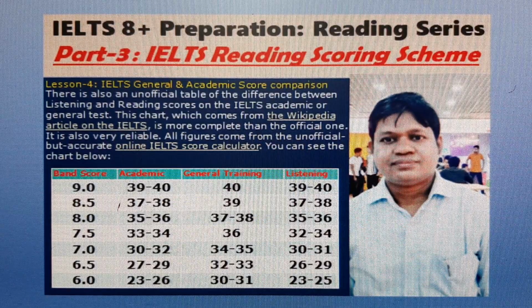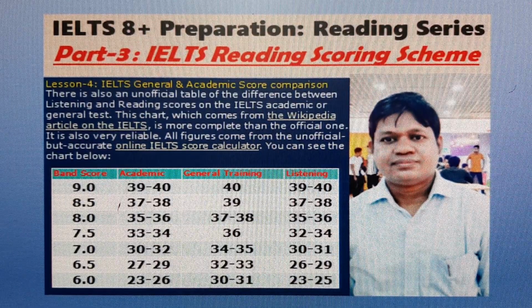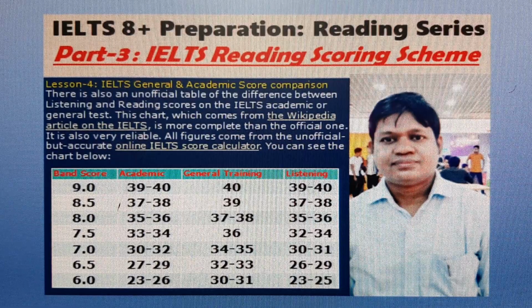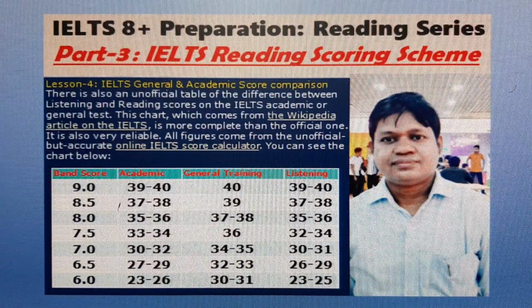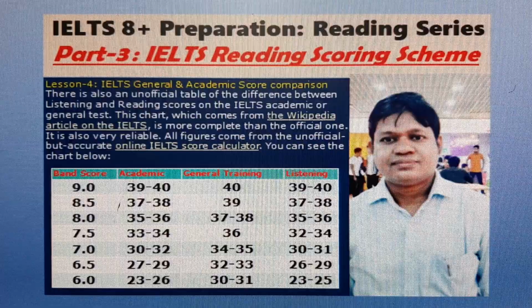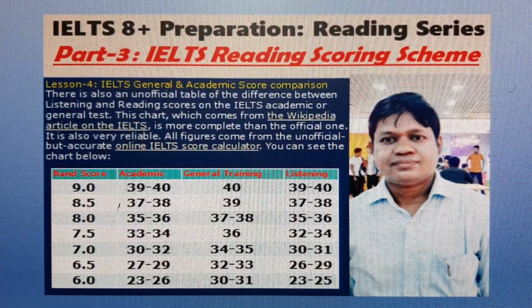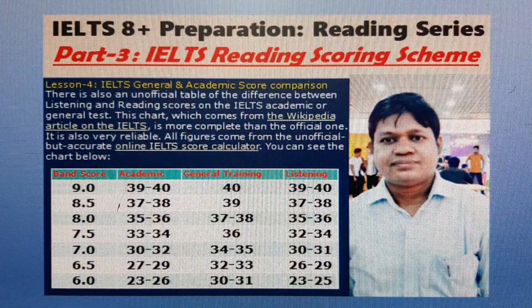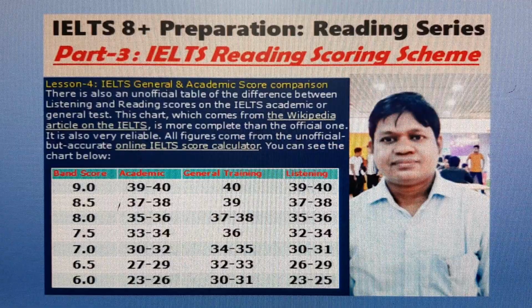Band score 9. Your reading raw score will be 39 to 40 in academic and 40 in general training, while in listening your raw score will be 39 to 40. Band score 8.5. Academic reading raw score 37 to 38, general training reading raw score 39, while listening raw score is 37 to 38.